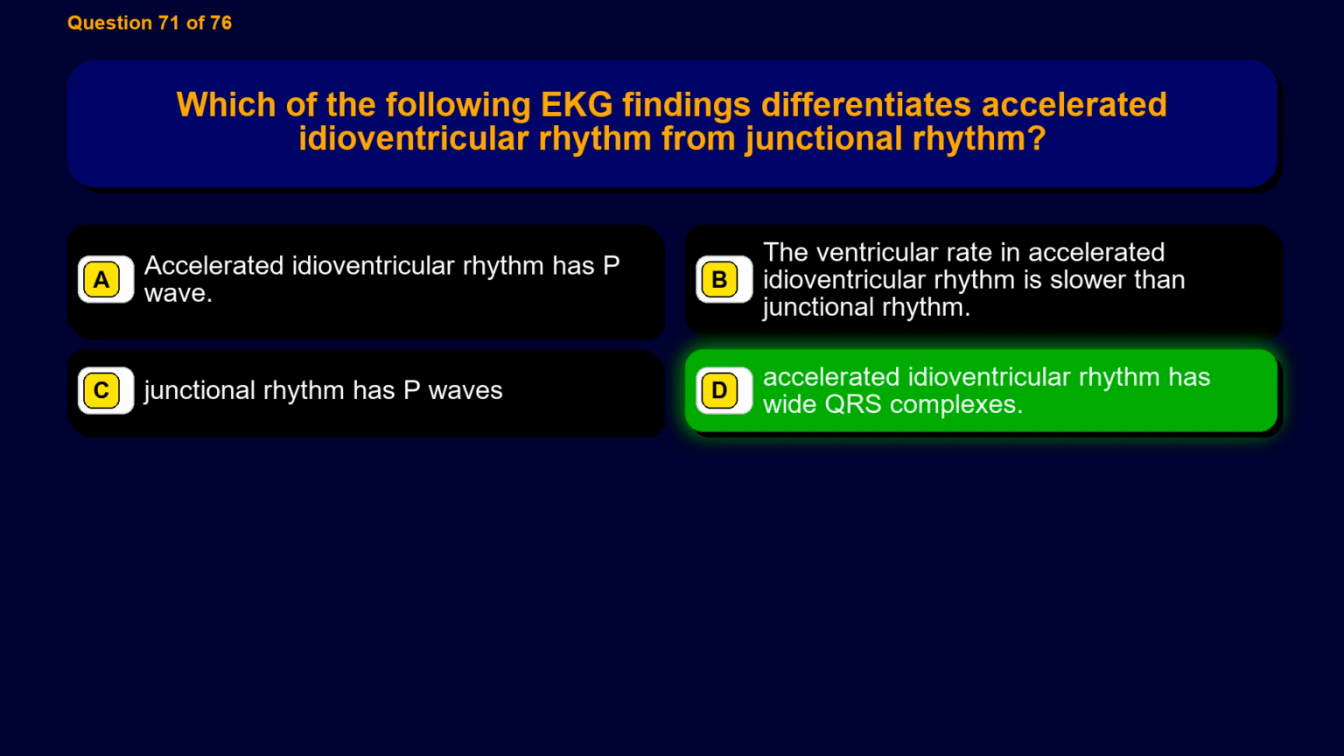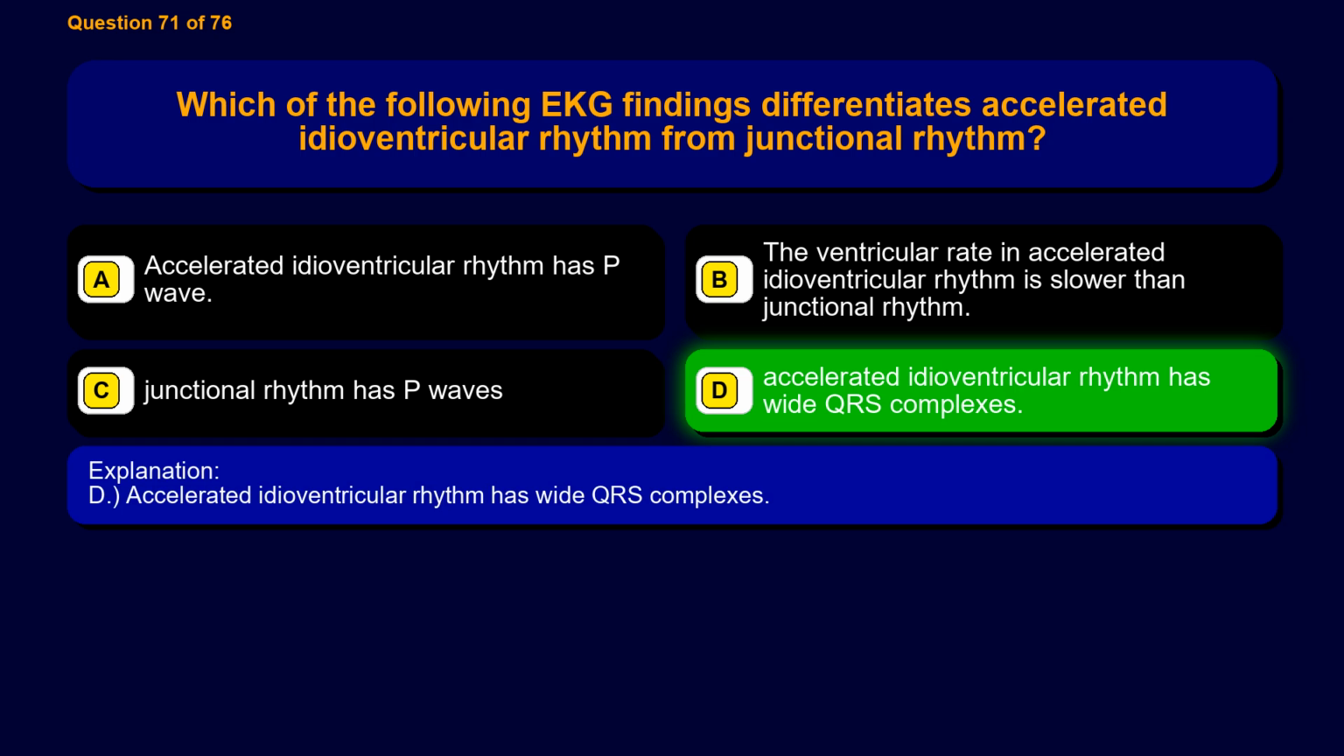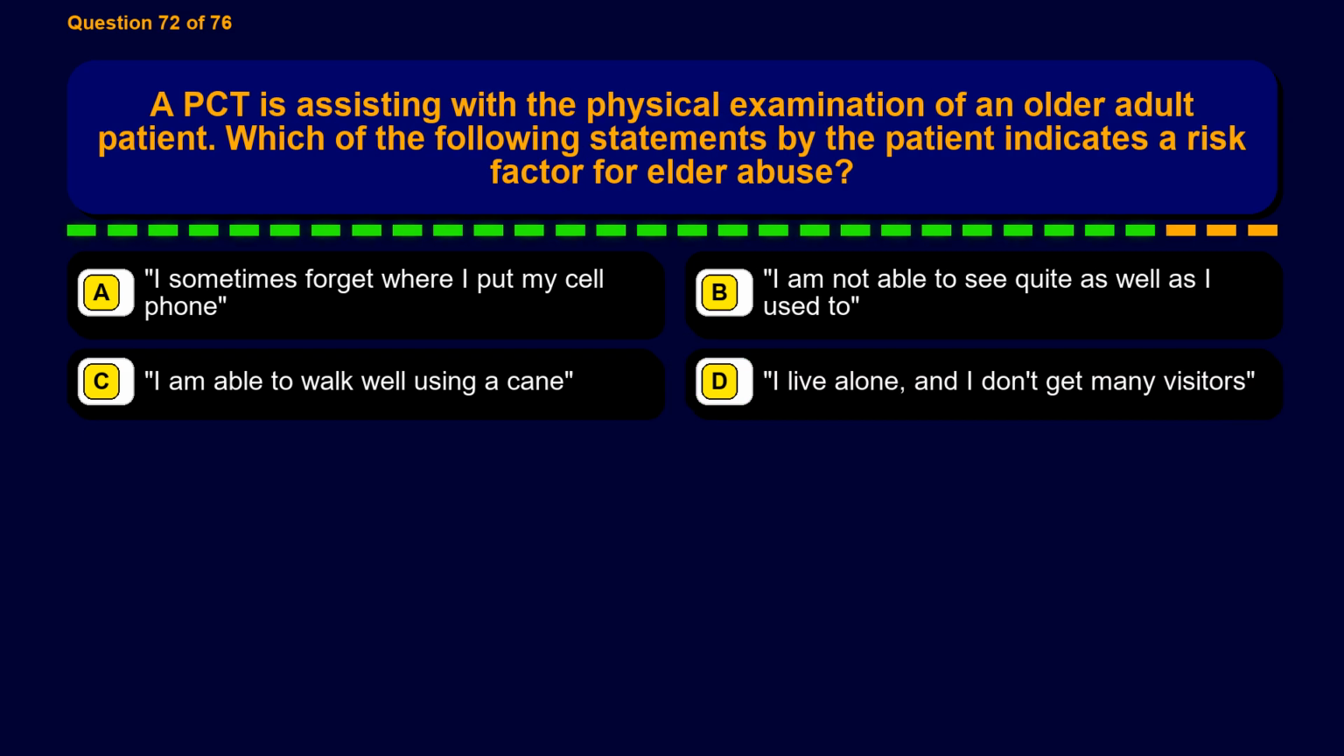The correct answer is option D. Accelerated idioventricular rhythm has wide QRS complexes. Question 72. A PCT is assisting with the physical examination of an older adult patient. Which of the following statements by the patient indicates a risk factor for elder abuse?